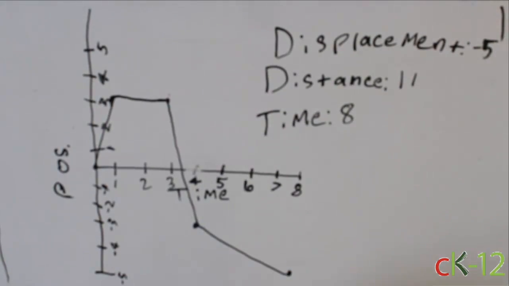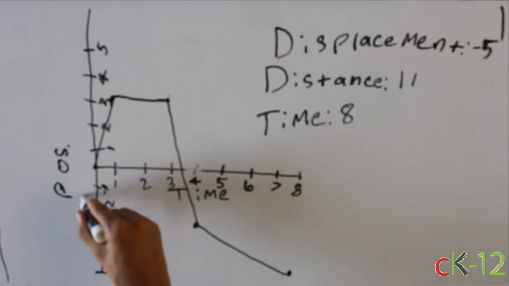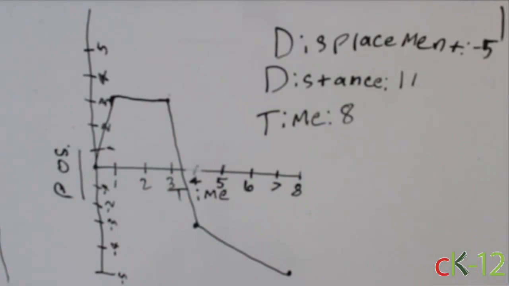This graph could tell you the whole story of the displacement of the car. Why does this graph indicate displacement? Because the y-axis is position, not distance.